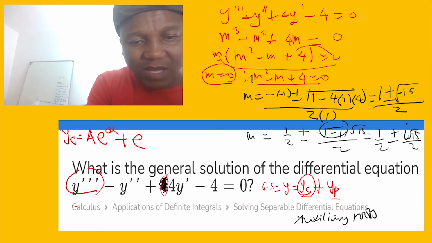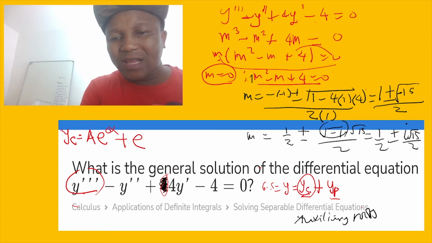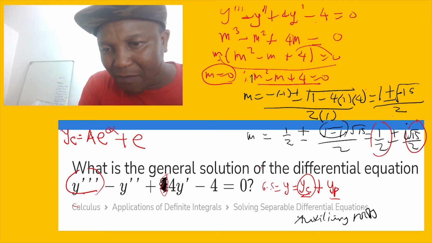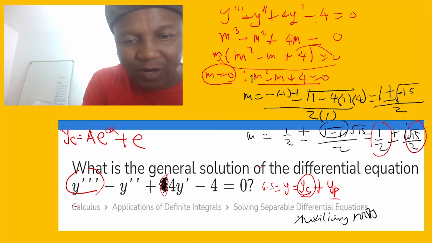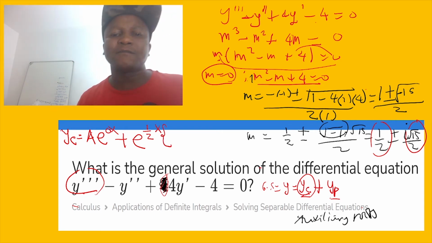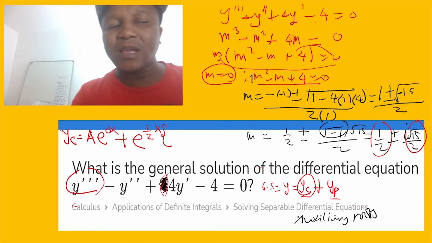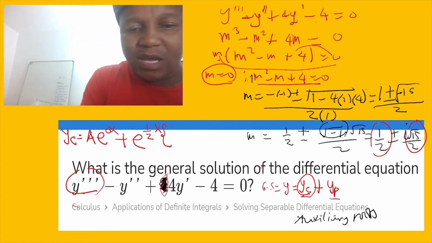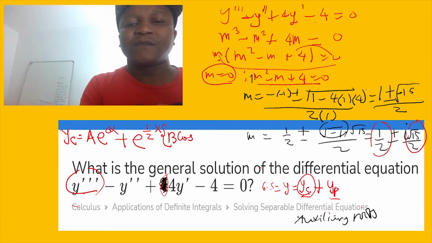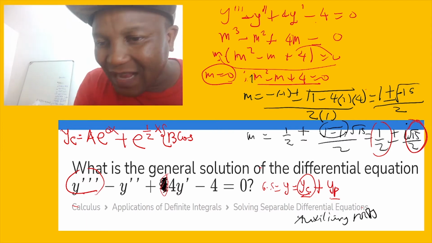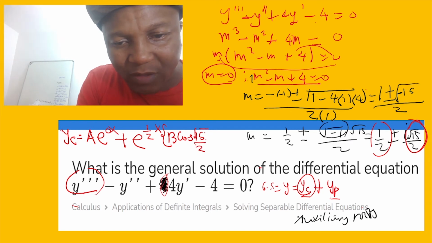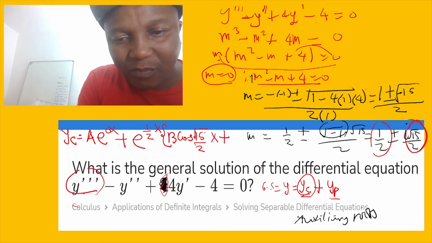And then you plus e, and after e, what is the real root of this equation? This is the real, and this is the imaginary. So the real root is a half. You write your half here, then x. After that we put B cos, and then you write your imaginary, which is square root of 15 over 2, and then write your x, with plus.